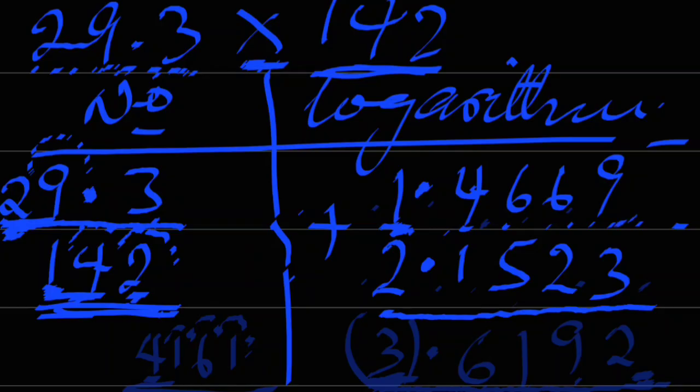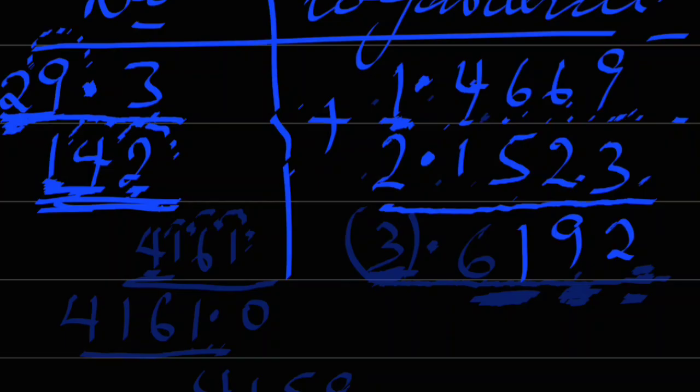9 plus 3 will give us 12. Write down 2, carry 1. 6 plus 2, 8 plus 1, 9. 6 plus 5, 11. Write down 1, carry 1. 4 plus 1, 5 plus 1, 6. Here's our decimal point. 1 plus 2, 3. That gives us 3.6192.